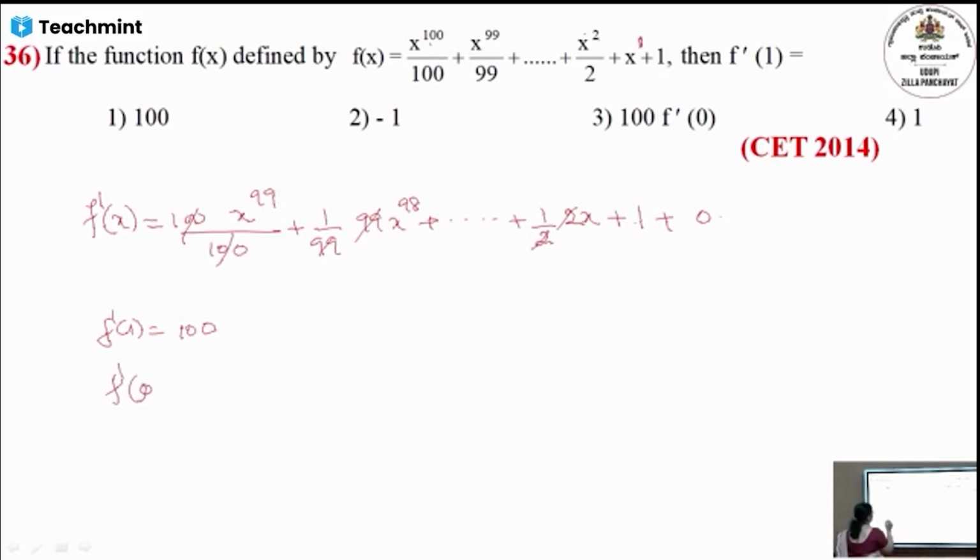What is f dash of 0? I have to put this as 0, this as 0, 0. What remains is only 1. So, f dash of 1 is also same as 100 into f dash of 0. So, third option is correct. First option is also correct. So first option is also correct, third option is also correct. Okay, so sometimes the questions will be such that two or more options will be correct. It rarely happens, in which case, if you have opted the correct option, you will be given marks.